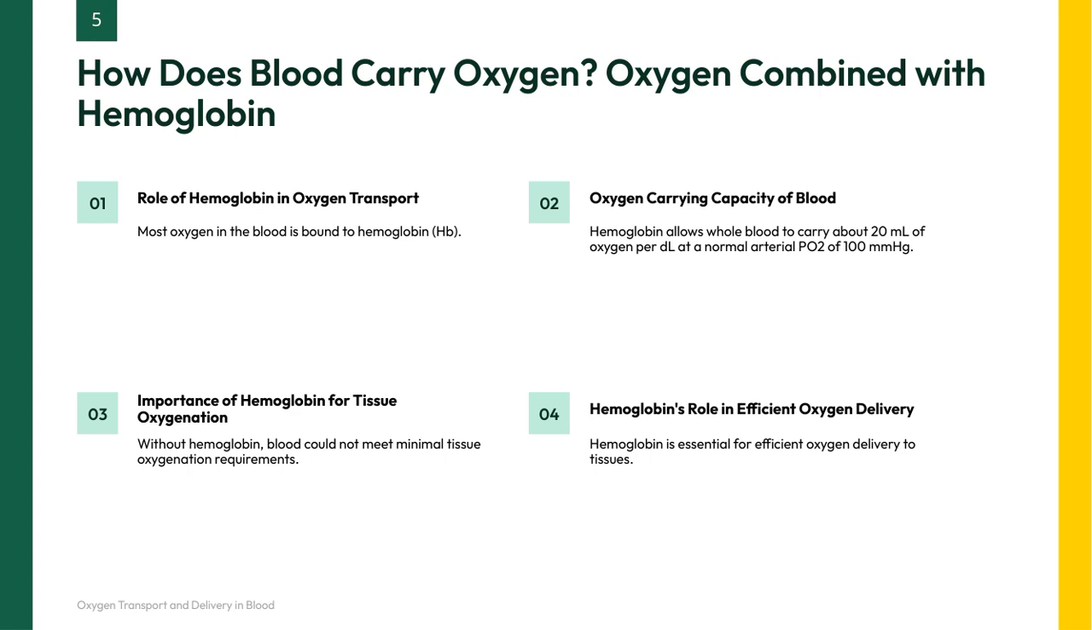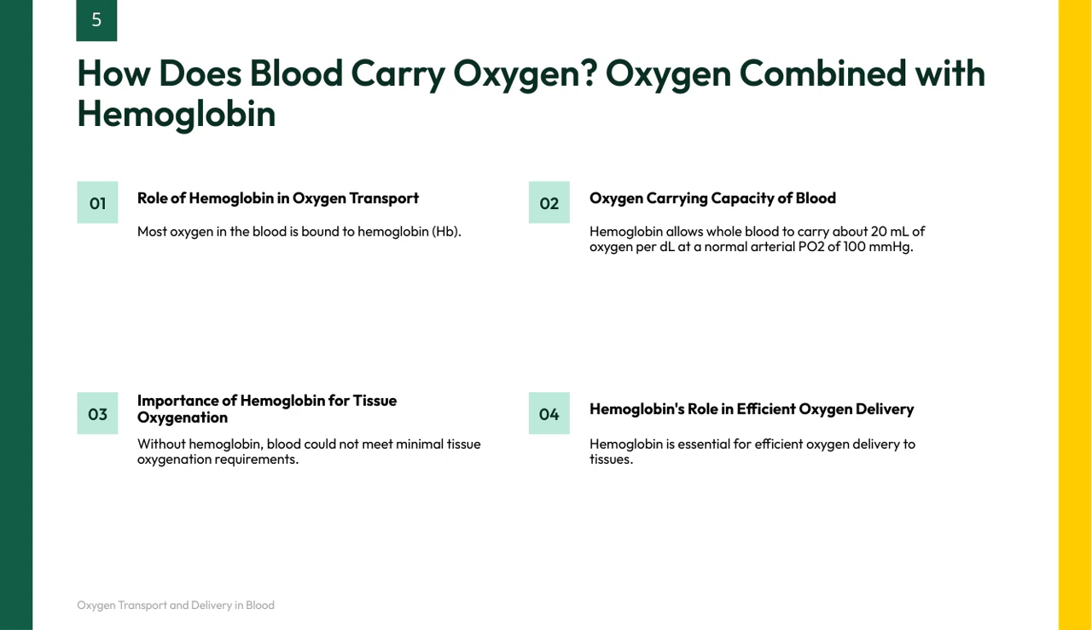This capacity is what keeps our tissues adequately supplied with oxygen under normal conditions. Most of the oxygen in our blood isn't just dissolved in the plasma, it's actually bound to hemoglobin. This binding is what makes oxygen transport so efficient. So when we ask, how does blood carry oxygen? The answer is primarily through this process of oxygen combining with hemoglobin.